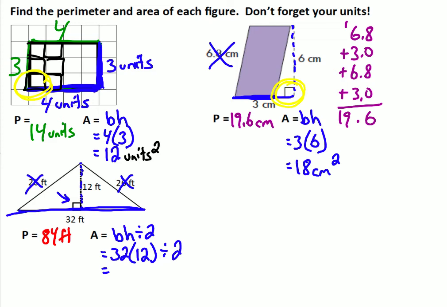So this one I'll break out my calculator. 32 times 12 divided by 2 gives me 192. Since I'm dealing in feet, it's going to be feet squared. So units for area are always squared because I'm literally figuring out how many squares, how many little 1 by 1 squares could I fit inside of that shape. But again, make sure formula, numbers in the formula, answer with your units.